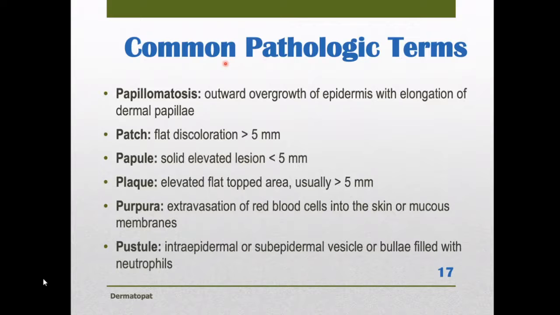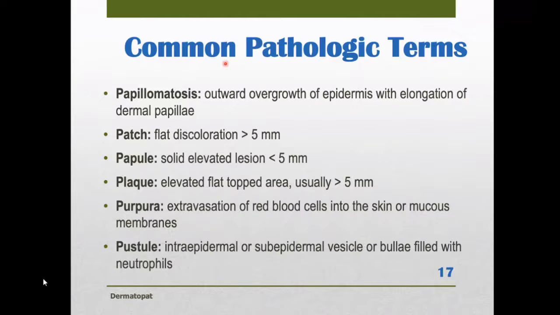So papillomatosis, this is when there is upward overgrowth of epidermis with elongation of dermal papillae. So patch, there is a flat discoloration of more than 5 millimeter. Papule, it is the elevated region as compared to the surface, but less than 5 millimeter. But if it exceeds 5 millimeter, then it will be called a nodule. But if it is a flat surface, it will be called a plaque, not a nodule. So these terms, we will learn them again in dermatology because they are important when you describe the lesions.